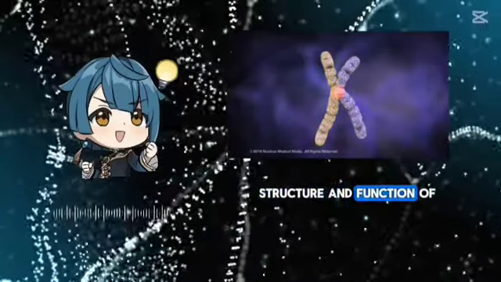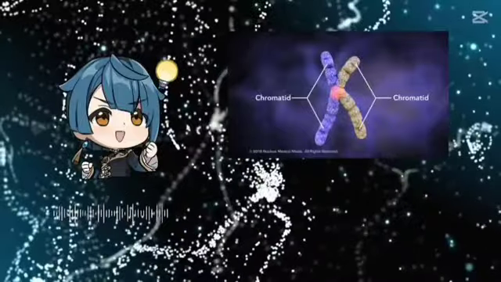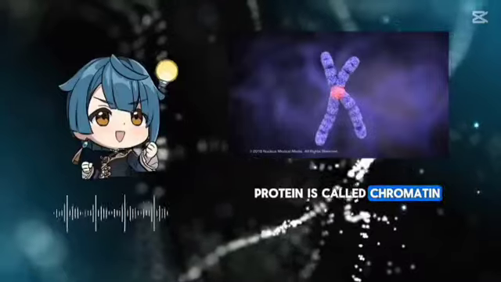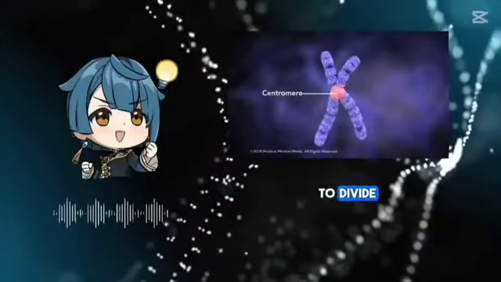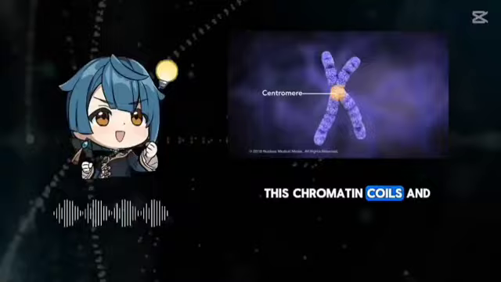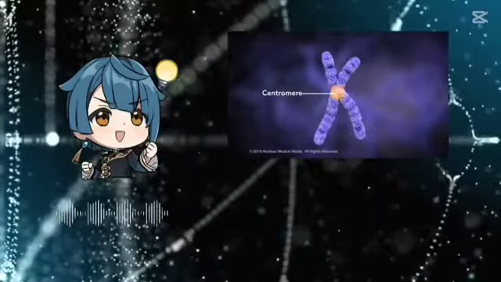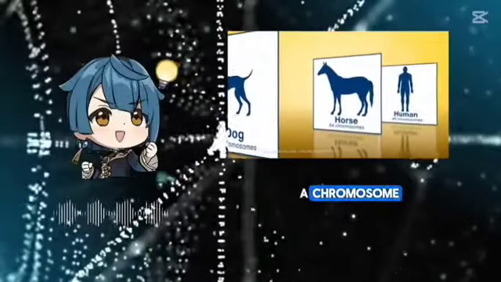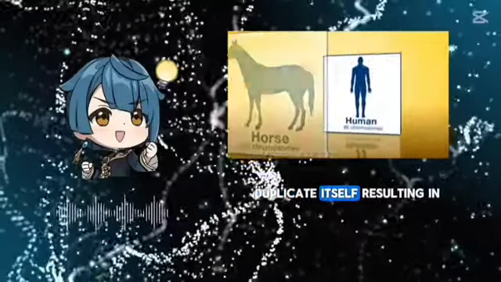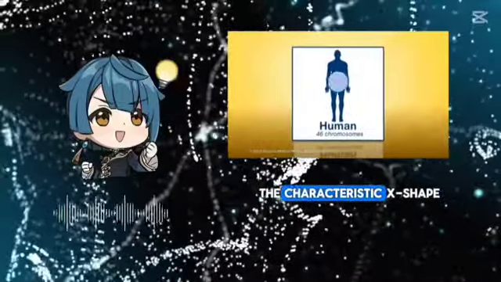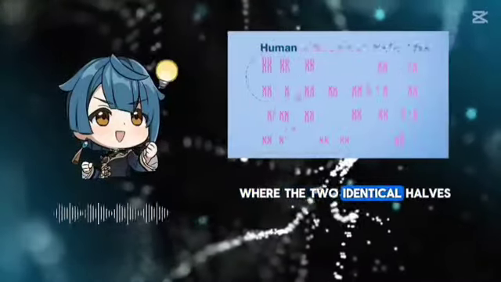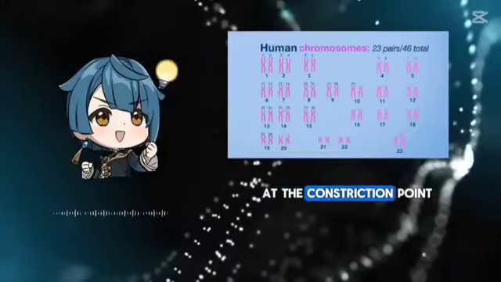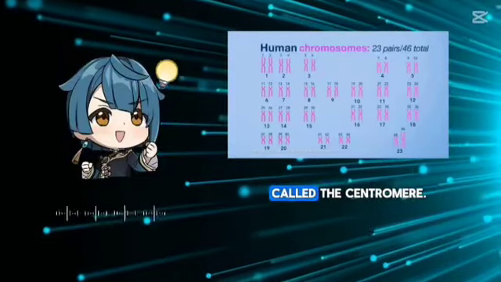Structure and function of chromosome. Structure: the complex of DNA and histone protein is called chromatin. When a cell prepares to divide, this chromatin coils and supercoils further to form the compact, visible structure known as a chromosome. The chromosome duplicates itself, resulting in the characteristic X shape where the two identical sister chromatids are joined at the constriction point called the centromere.